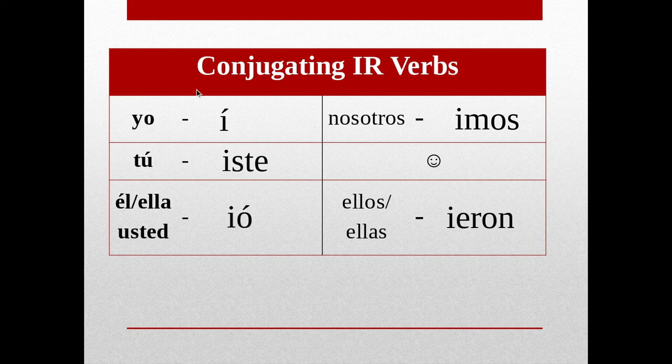So let's take the verb comer, to eat. I ate would be yo comí. You ate, tú comiste. Or did you eat? Comiste. Él, ella, usted comió. He or she or you formal ate. Nosotros comimos. We ate. Ellos, ellas, ustedes comieron. They ate or all of you ate.